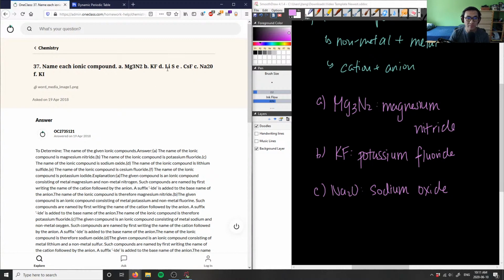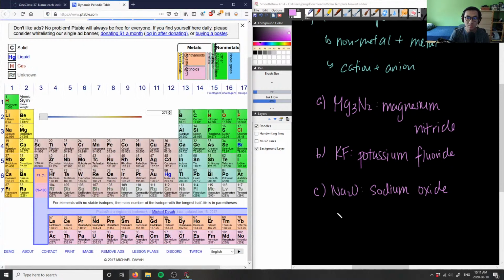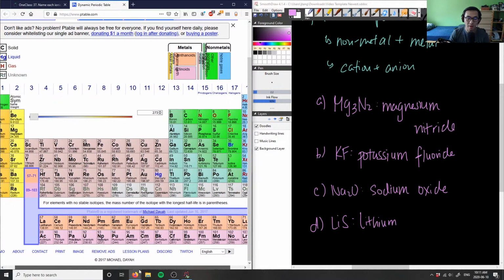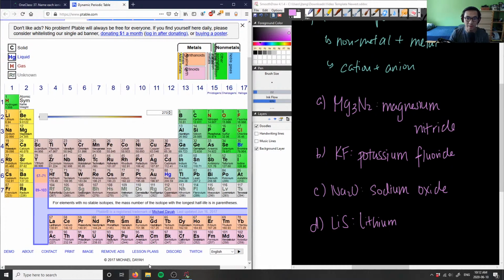D here, this is LiS. So we look at Li first, that's our first element. As you can see, this is lithium. The S here, if I scroll a little bit to my right hand side, as you can see, S here is sulfur. So I drop the ending and I add IDE. So sulfur becomes sulfide. So this is lithium sulfide.